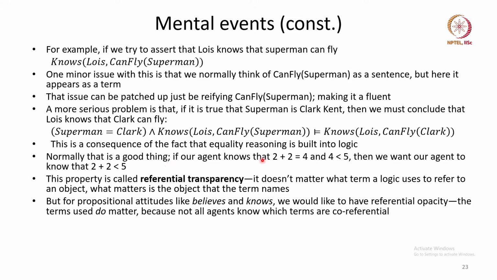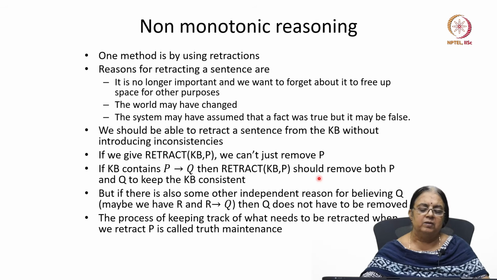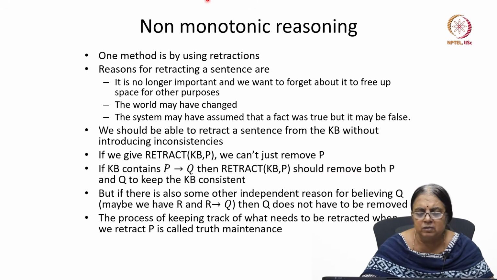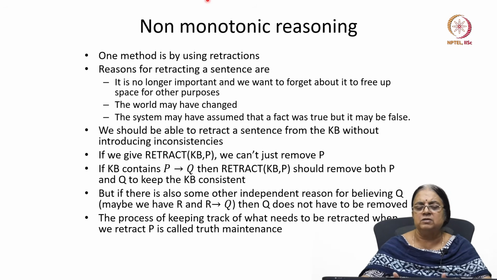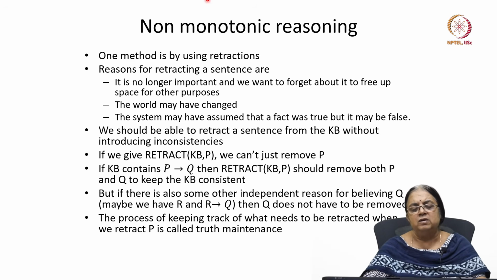So if the agent knows 2 plus 2 equals 4 and 4 less than 5, then we want the agent to know 2 plus 2 is less than 5, right? So that type of thing. Okay, so those are all the knowledge representations that we spoke of. So the next part of this session will be on what is called non-monotonic reasoning.